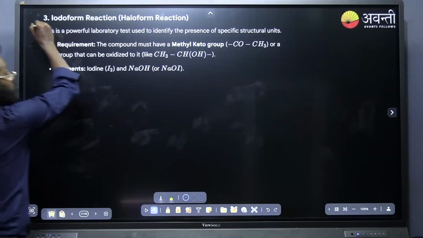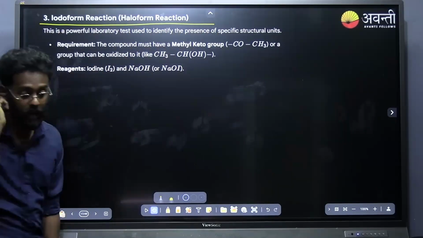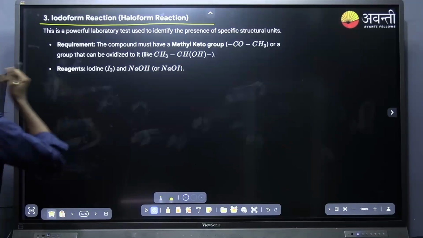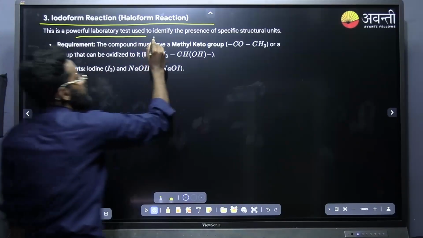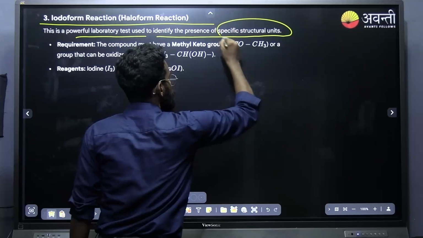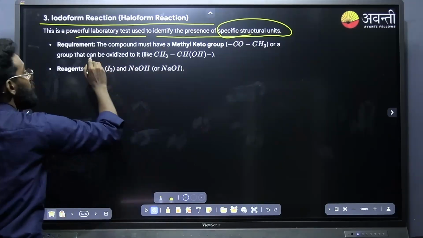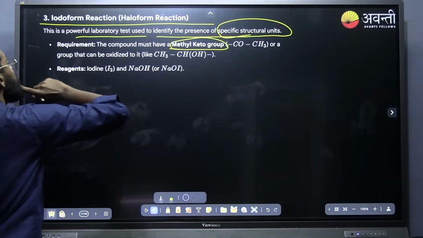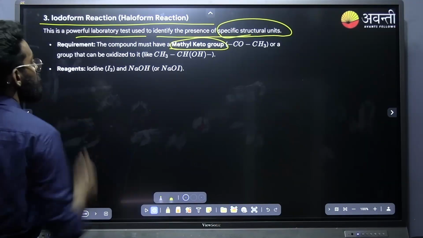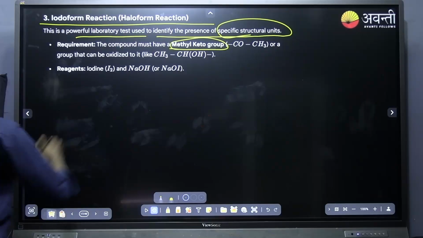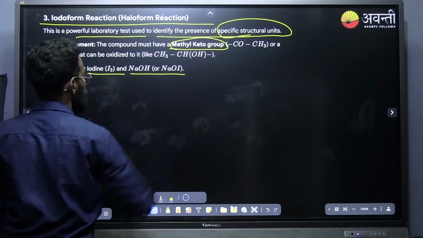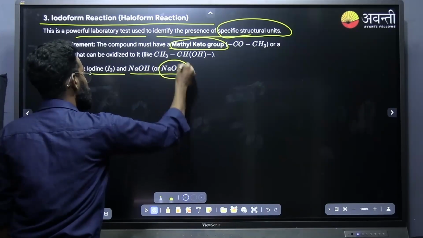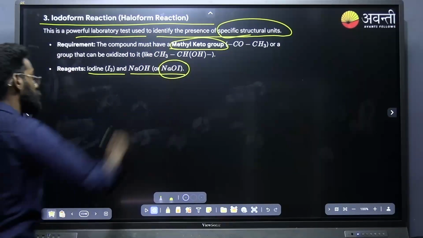Next one, the very important one, iodoform reaction. What is iodoform reaction? It is a powerful laboratory test used to identify the presence of a specific structural unit. What is that specific structural unit? Methyl keto group. It is the oxidation of the methyl keto group in presence of iodine and NaOH or NaOI. Instead of NaOH, we can use NaOI also.